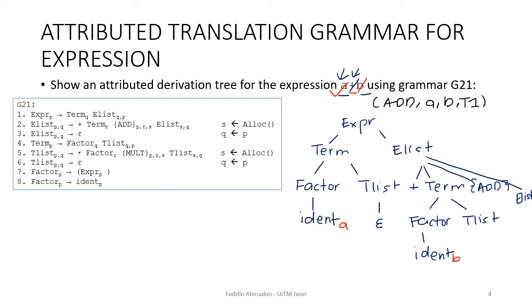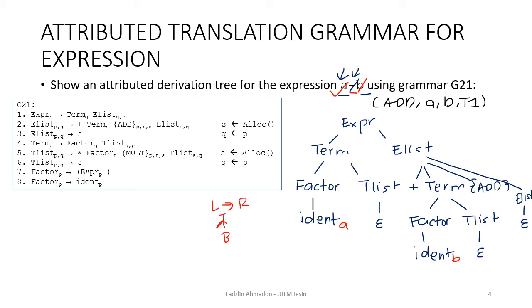So we are done. However, you will notice that we still have some non-terminals hanging, and we cannot leave an attributed derivation tree with non-terminals at the end. Therefore, T-list here is assigned to epsilon, and E-list here derived to epsilon. Okay, the skeleton of the tree is now complete. Now we need to parse the values. So I'm going to start from left to right and from bottom to top.